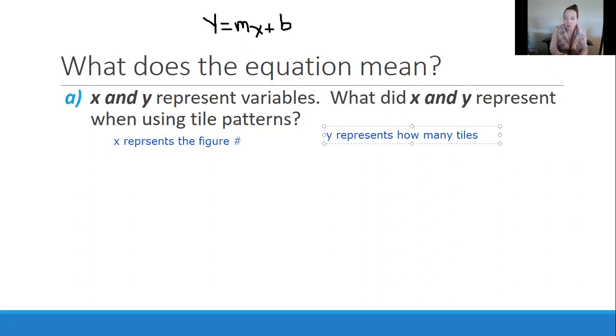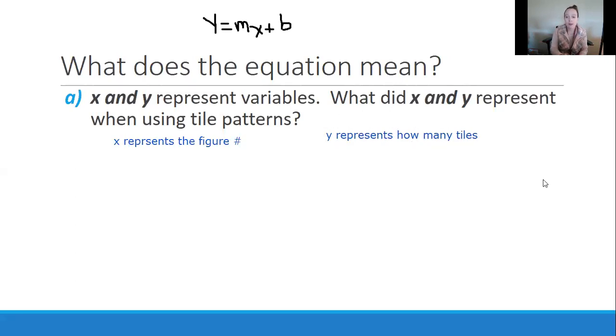Okay, how many tiles you have for a given figure number. So these are what we call variables. These are the things that are changing. If I am at figure 10, I could have 100 tiles. But if I'm at figure 5, I might have 50 tiles. Those are the pieces that are changing.